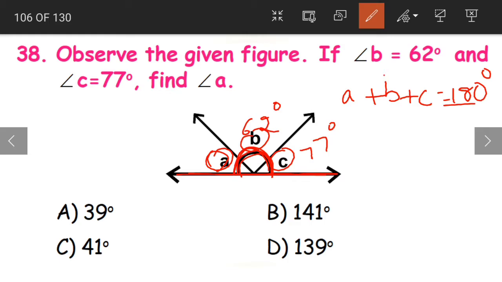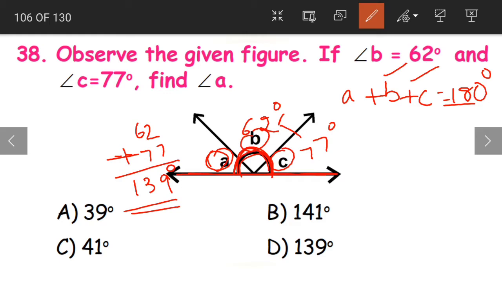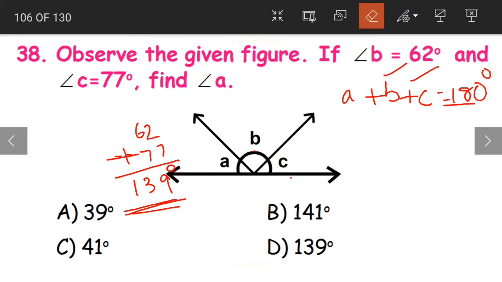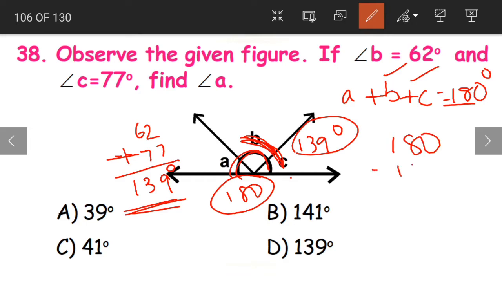Now from this we already know angle B and angle C. So let us find out the sum. 62 plus 77. Now how much will it be? 9 and 13. 139 degrees. The sum of angle B and angle C is 139 degrees. See again, just like in the previous sum, the total is 180 degrees. These two are equal to 139 degrees. So when we remove this 139 from our 180, what will we be remaining with?